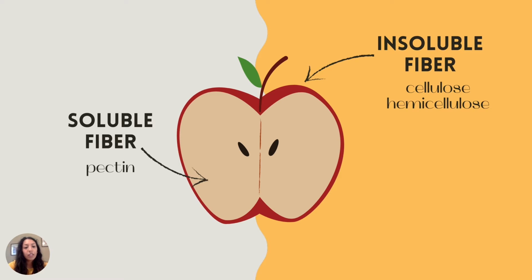So here you can see how an apple has both types of fiber. On the inside, you see that it has soluble fiber, pectin. And on the outside, or the skin of the apple, it's insoluble fiber, made of cellulose or hemicellulose.